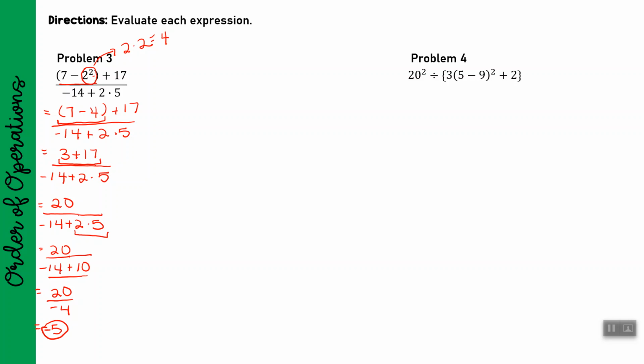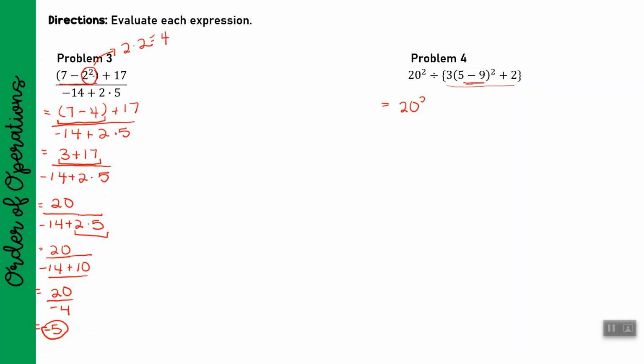Our last example. First thing I need to do is grouping symbols. I have these brackets here. I need to evaluate what's in here. Well, inside these brackets, I have now parentheses. So that's actually what I need to evaluate first. If I have 2 sets of grouping symbols nested within each other, I start with the innermost grouping symbol and work my way out. So I'm going to evaluate the 5 minus 9.